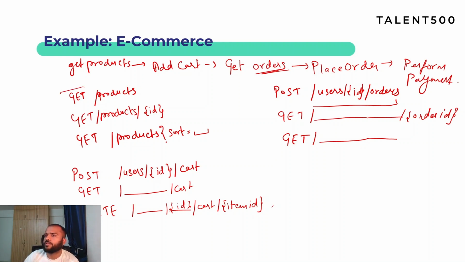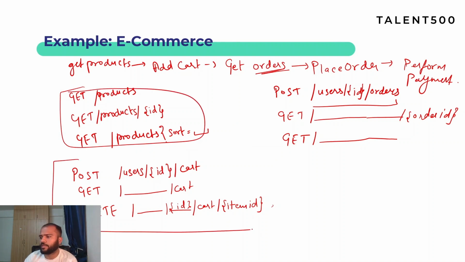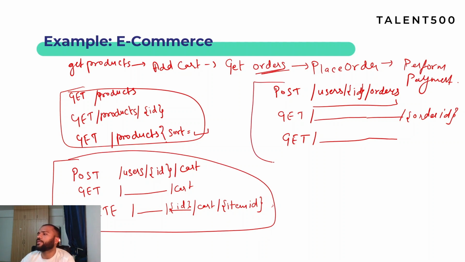So this was our first set of APIs, products. This was our second set of APIs, cart. This was our third set of APIs, manipulating the order, which has get and place order.